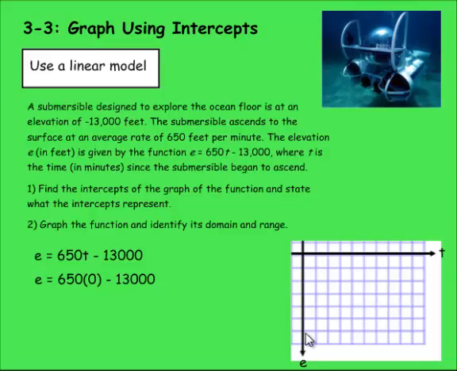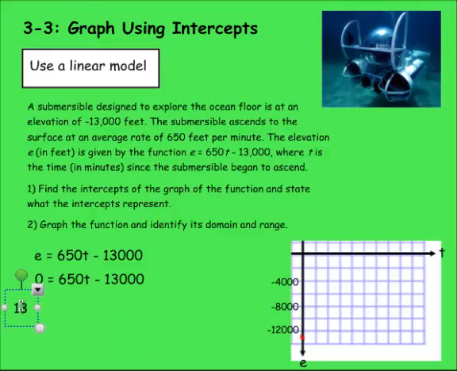I'm going to write some numbers here and pause it. Alright, so I'm going to draw that in. Here's 0 for t. 13,000 is around here. So that'd be my e-intercept. Now I can create a t-intercept. I'll do the same thing. Make e 0. So it'd be 0 equals 650t minus 13,000. So I could add 13,000 to both sides to get that over there.